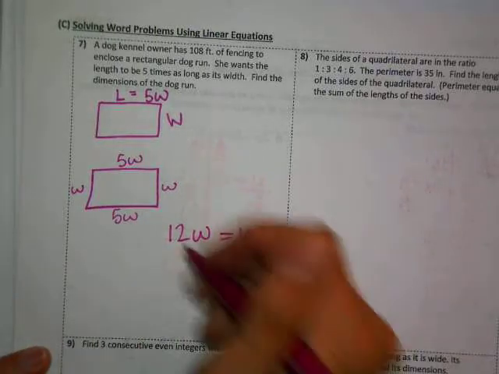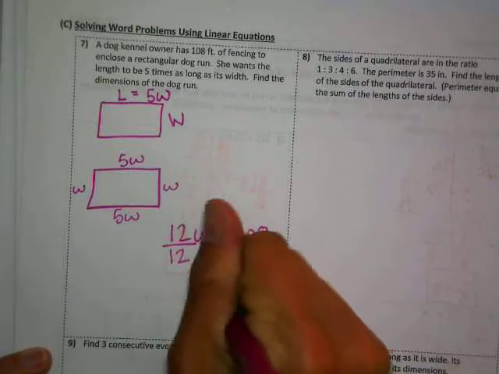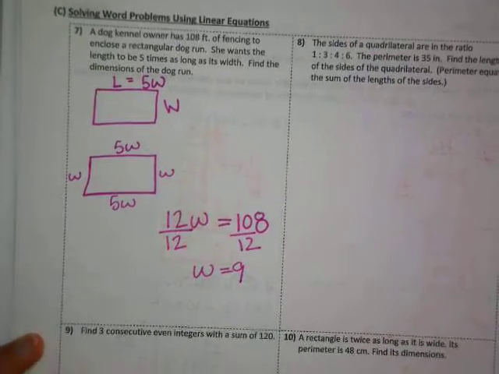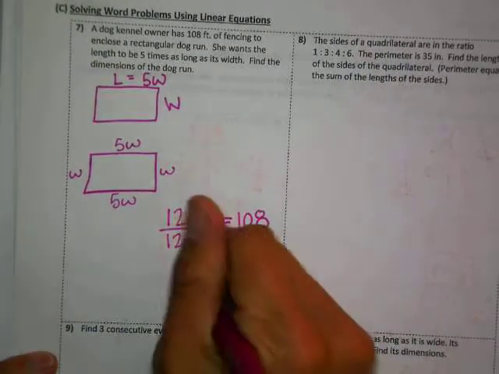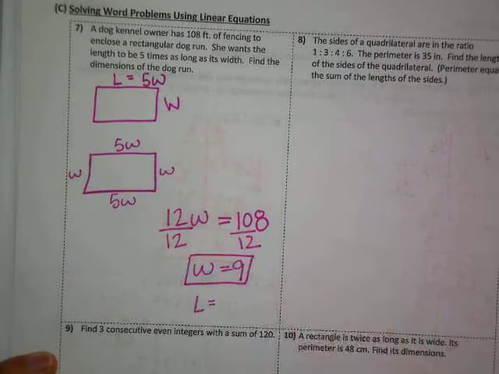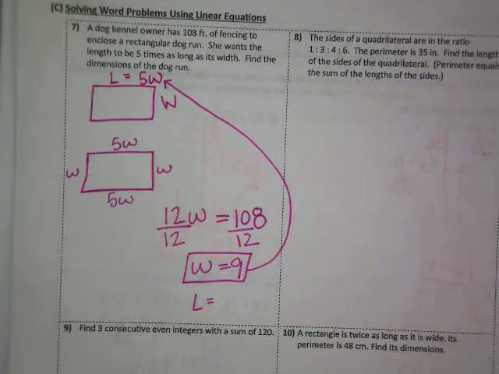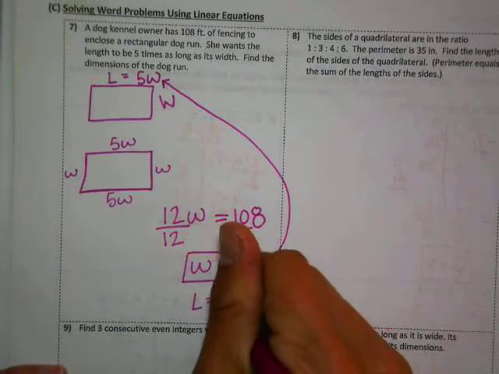So I got this equation now. Solve for w. Divide by 12. So w equals 9. Right, I'm going to take that 9 and plug it back in to find the length, which means the length is going to equal what? 45.